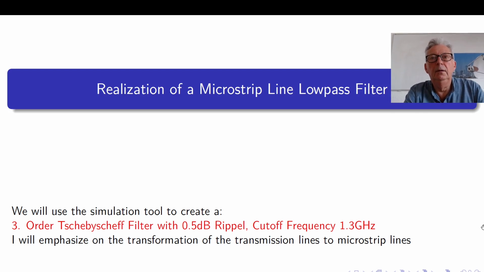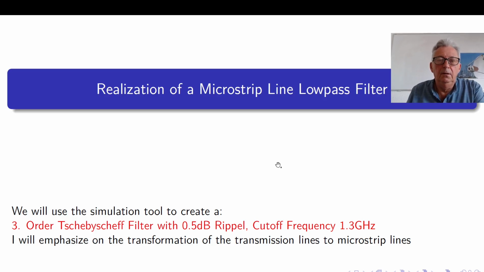So hello together. Today I want to talk about the realization of a microstrip line low-pass filter. I will not emphasize the filter design because I want to use my simulation tool to create a third order Chebyshev filter with a 0.5 dB ripple and a cutoff frequency of 1.3 GHz. And with the help of the simulation tool, we can create a transmission line filter.